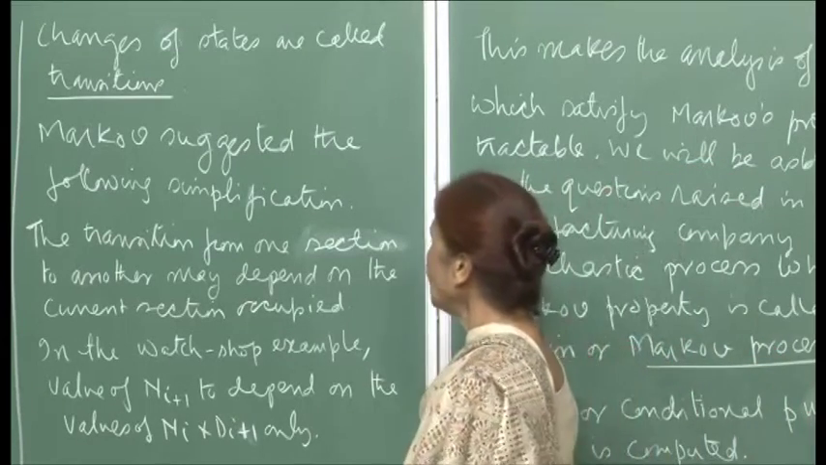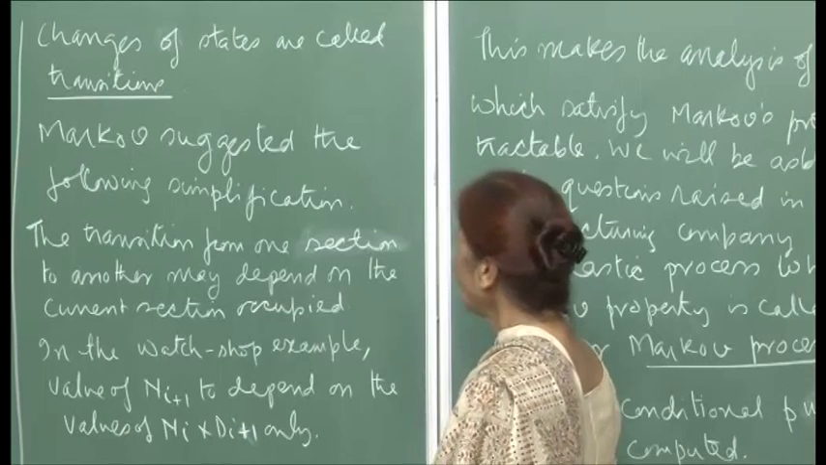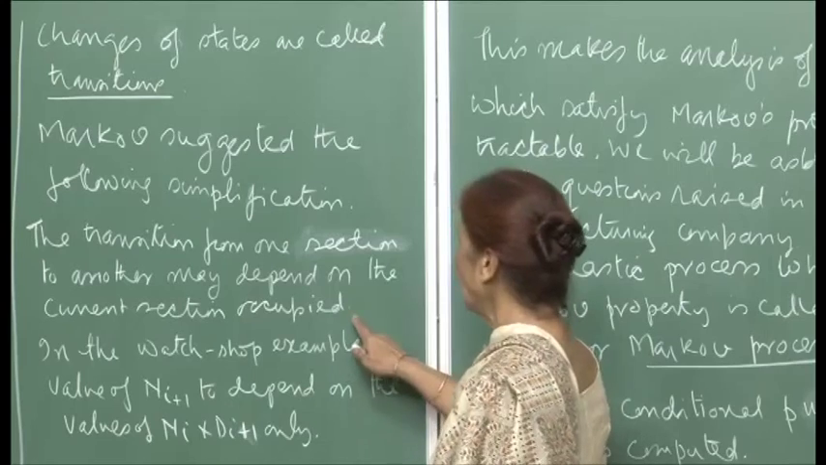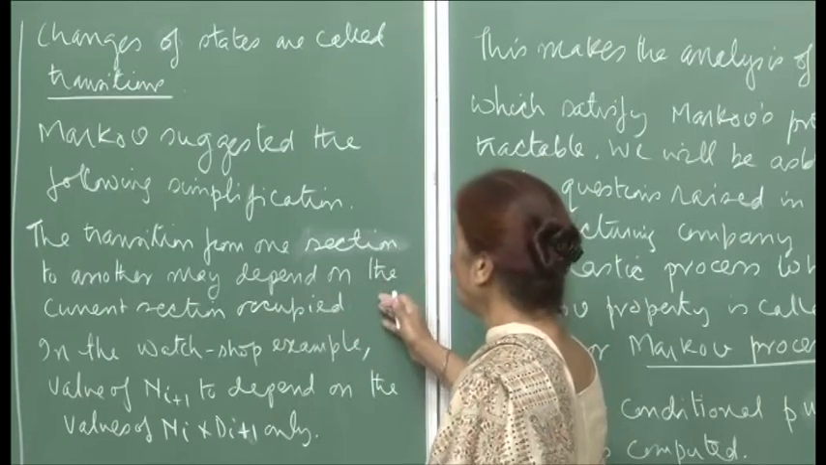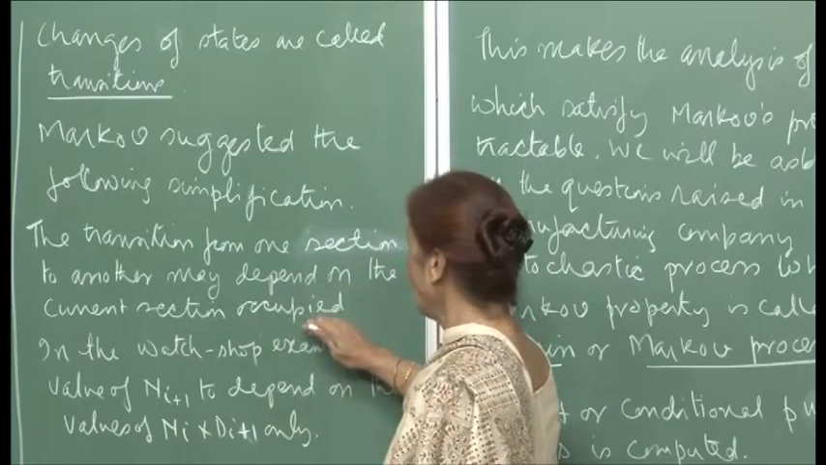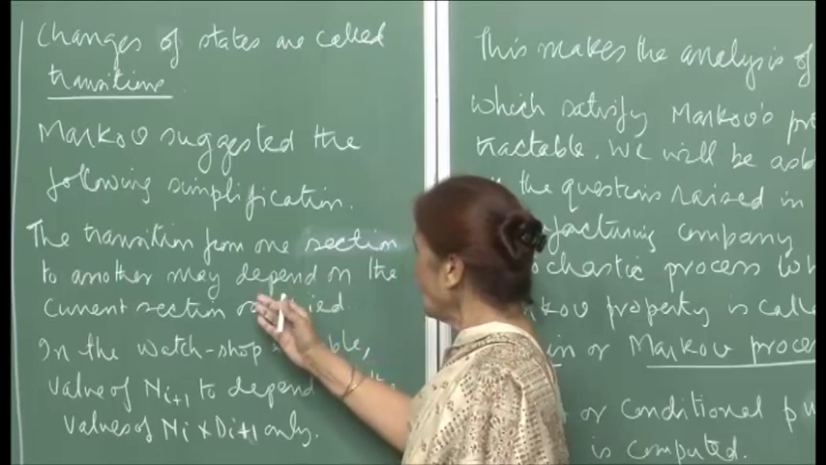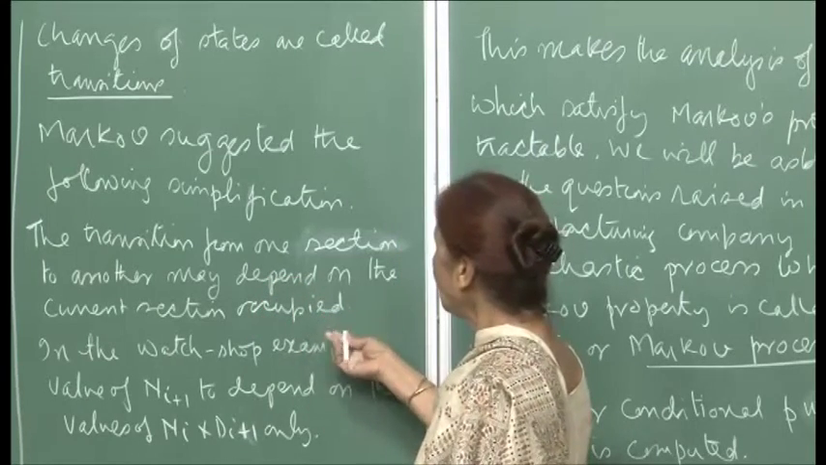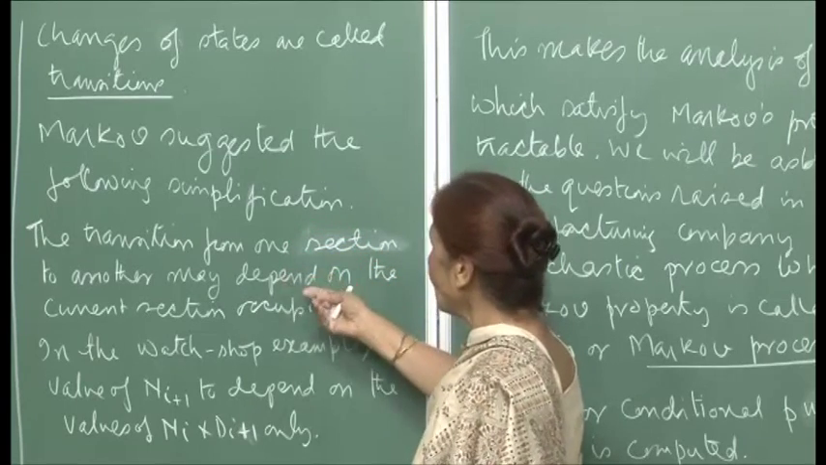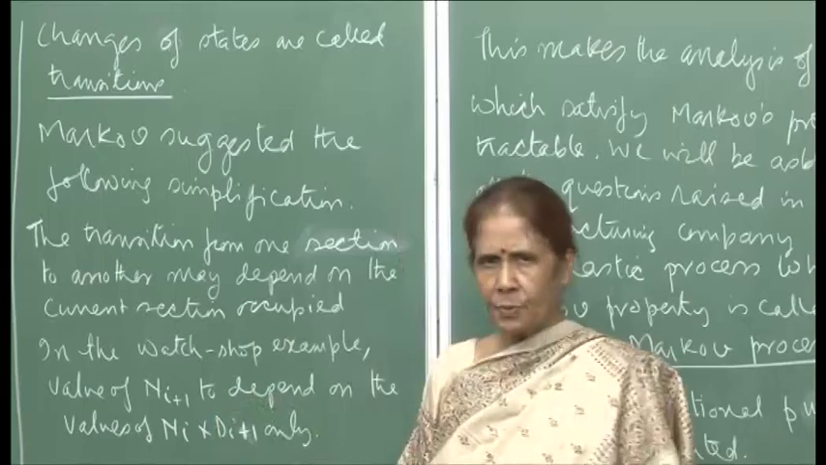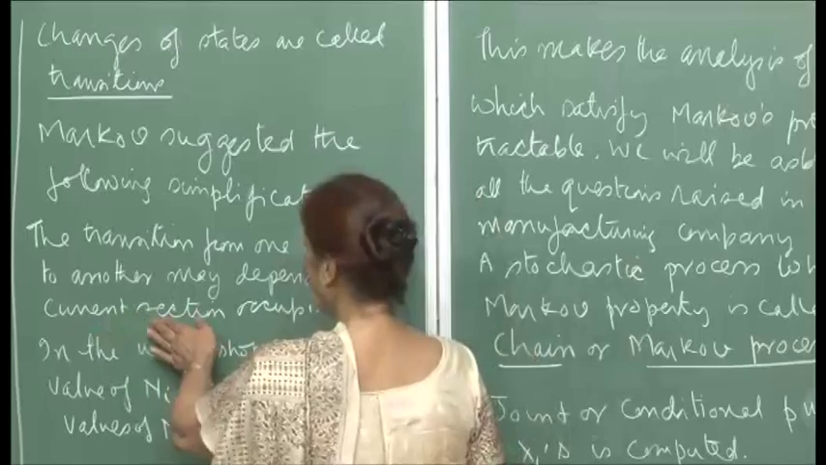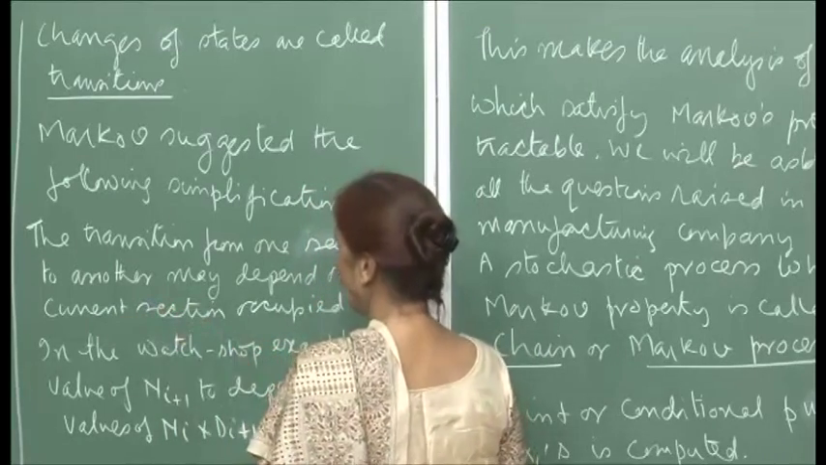So, Markov suggested the following simplification. He said that the transition from one section to another may depend only on the current section occupied. When we say depend, this means the probability with which the process will transition from one section to another would be dependent on where you are right now, the current section. So, Markov suggested this simplification.